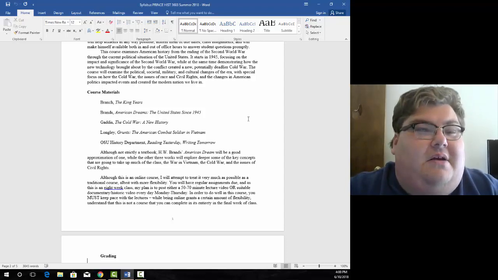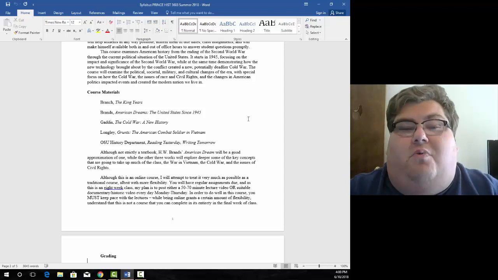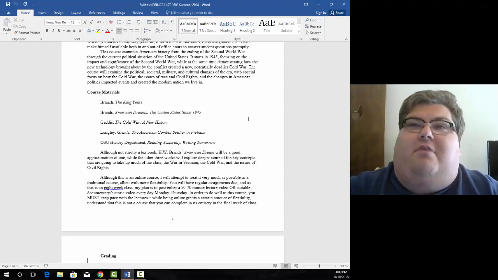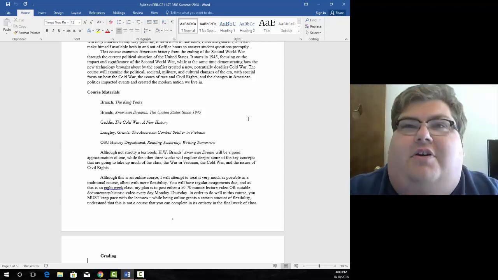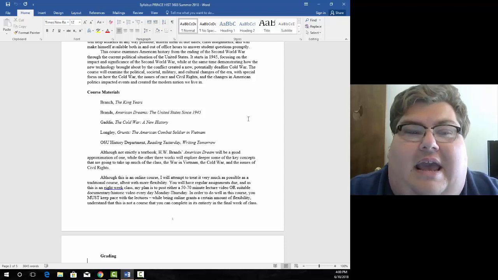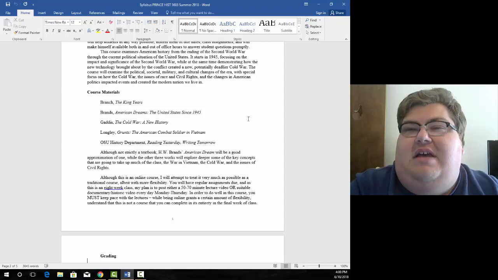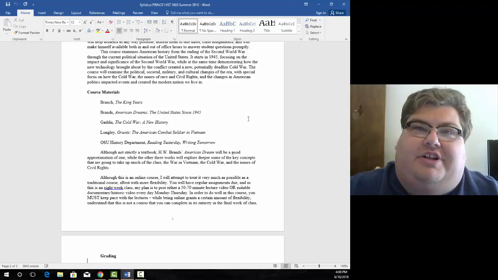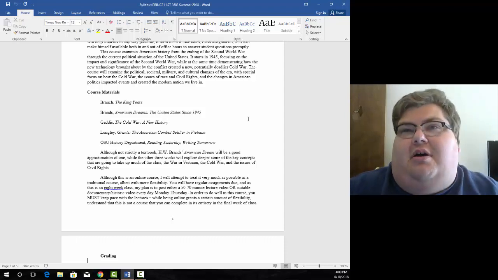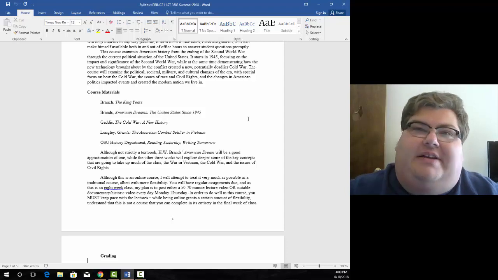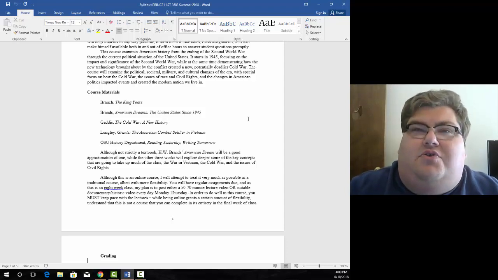John Lewis Gaddis's Cold War, A New History is probably my favorite single volume on the Cold War. And think about it, the Cold War, which begins in 1945 and ends in 1991, is going to shape so much of our history that we're going to be discussing at this time.